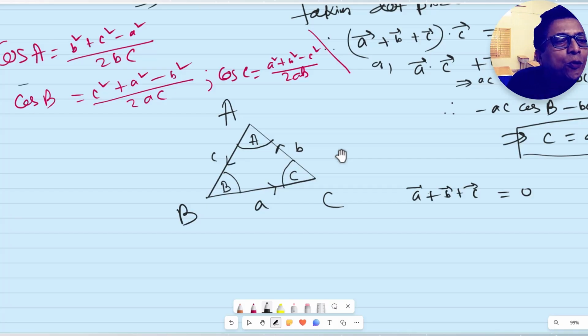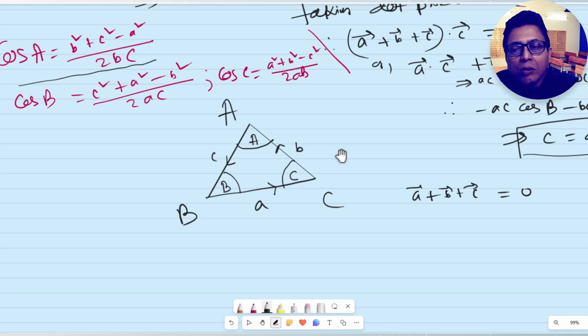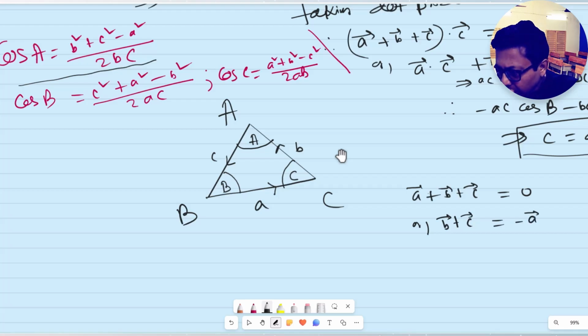So we are going to prove cos A equal to this thing. How to prove it? Cos A is the angle between B and C. So we will keep B plus C on the left side and minus A on the right side. Now squaring both sides. This is important. Squaring both sides: can you make the square of a vector the way you do in the case of a scalar? No. You have to take the modulus and then take the square. We take the modulus.